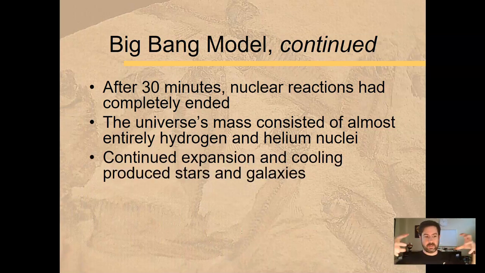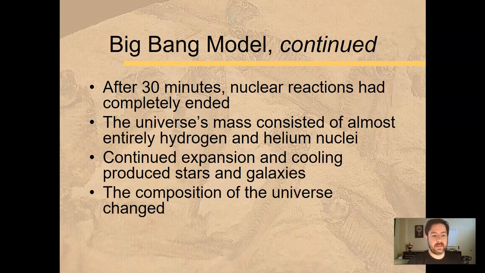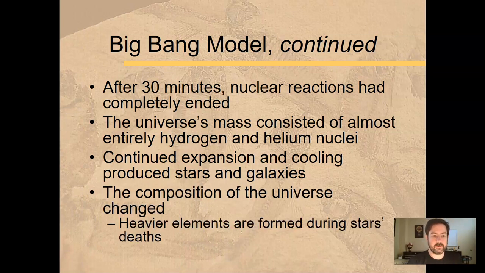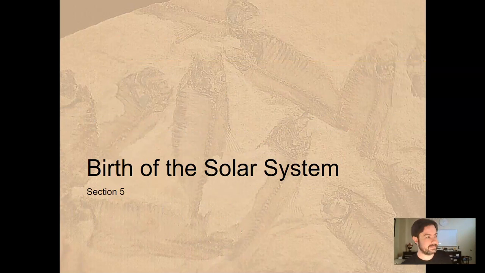The continued expansion and cooling began to coalesce these molecules and atoms and produce stars and galaxies. And the composition of the universe began to change, because initially it was just hydrogen and helium, and the heavier elements that we have now, if you look at the periodic table, formed during the death of stars. It's a lot to digest, but just know that the story begins with the Big Bang.